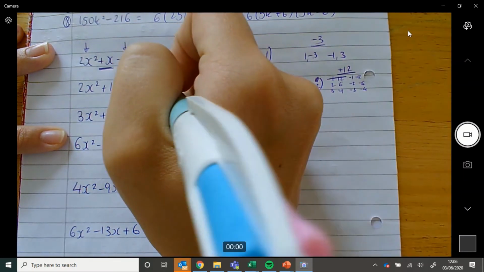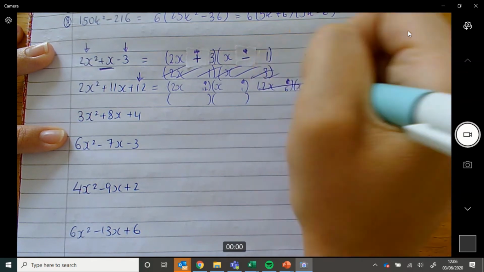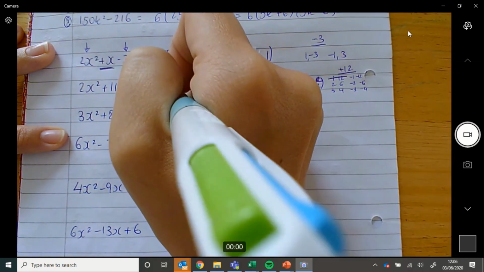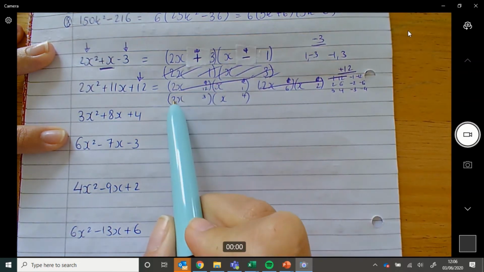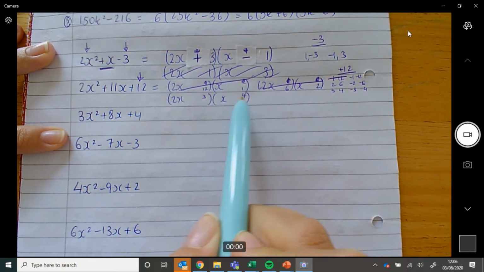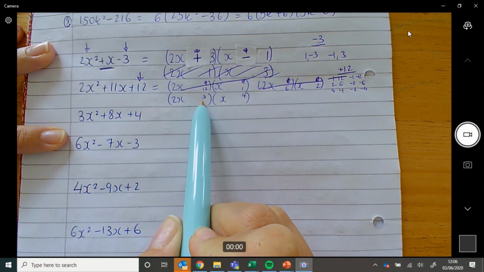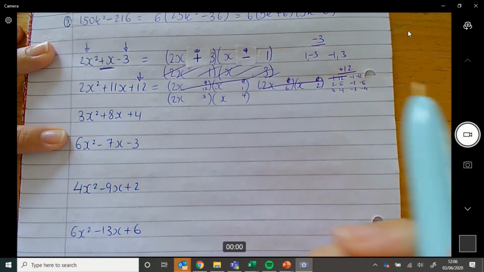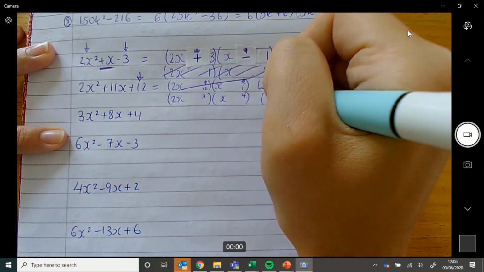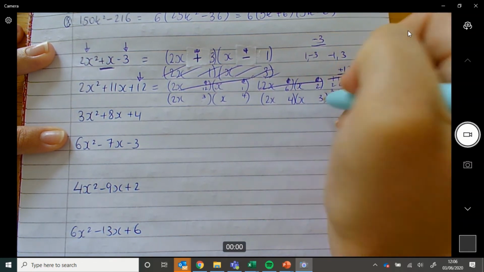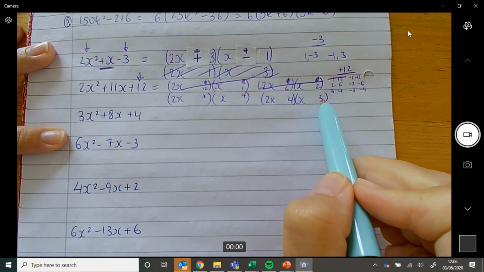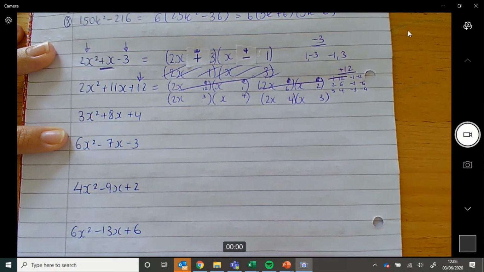So let's try the third combination. That one didn't work, that one didn't work. So let's try 2x and x. Let's try the 3 in this bracket first and the 4 in this bracket. 2 times 4 gives me the 8, and 3 times 1 is 3. 8 plus 3 is 11. So that one would work. I can try it the other way around, just to prove that it doesn't work. The 2 times the 3 is 6, and 4 times 1 would give me 4. That would make 10, so that one's not going to work.